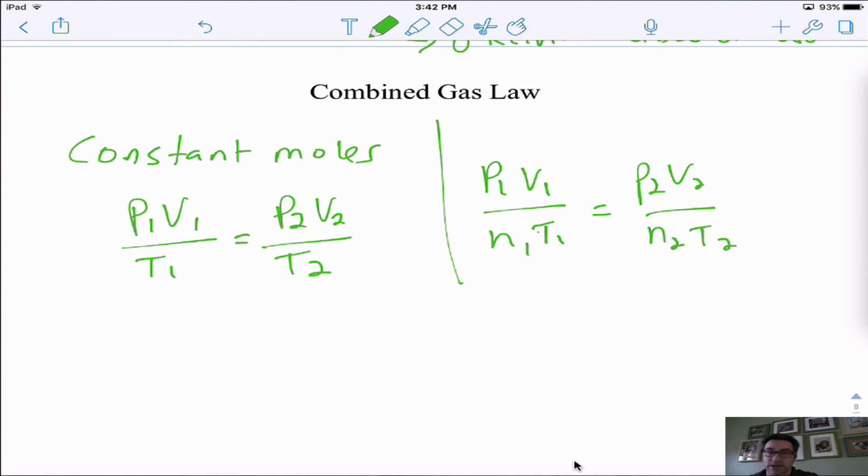Now, some things that you have to be clear about. Pressure could be any of the pressure units as long as you keep them constant between pressure 1 and pressure 2. Temperature has to be in Kelvin. So temperature must equal Kelvin. Moles have to be in moles. Volume could be milliliters, liters, but temperature must be in Kelvin. If it's in Celsius or Fahrenheit, you have to convert it.